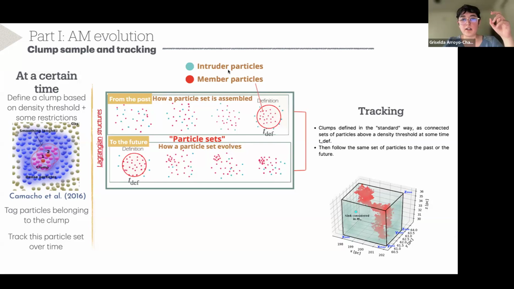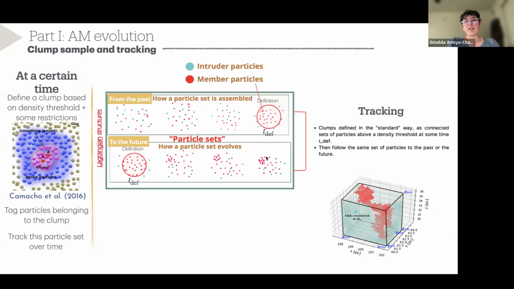We also track these clumps to the future. So that is the row at the bottom. The definition time is on the left. And as time passes, we can see that these clumps can develop a center of collapse, but we also have other intruder particles, so these blue particles.